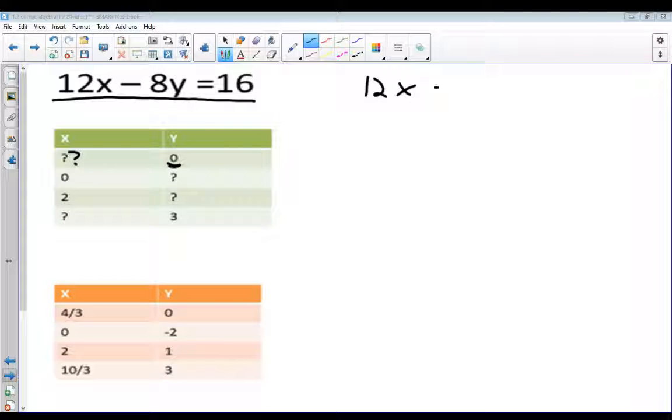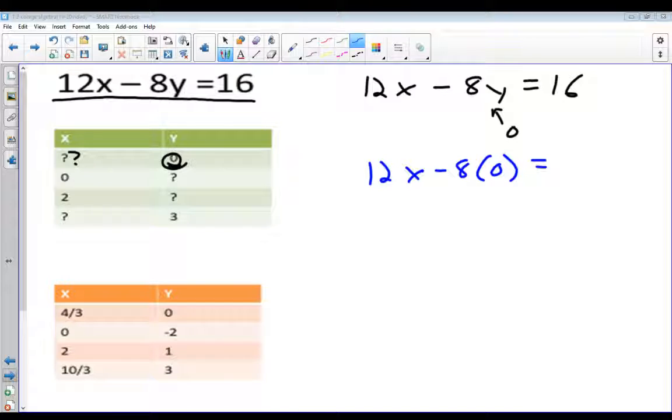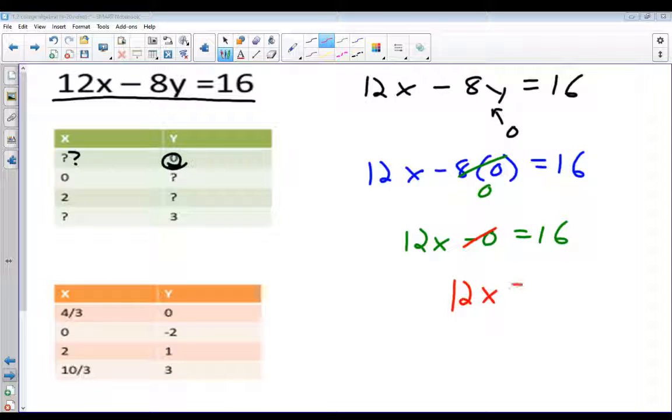The way to find out what x would be is to take the equation. In this case, you know that y is 0, so go ahead and plug in 0 for y and see what happens. So 12x minus 8 times 0 equals 16. Negative 8 times 0 just becomes 0. So you get 12x minus 0 equals 16. But 0 is not really important at this time, so you just do 12x equals 16 and solve.